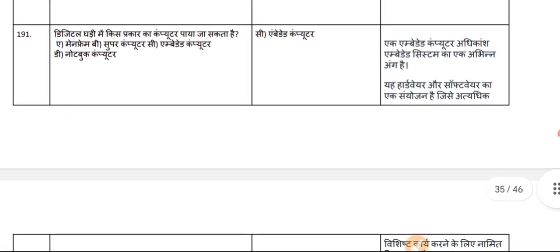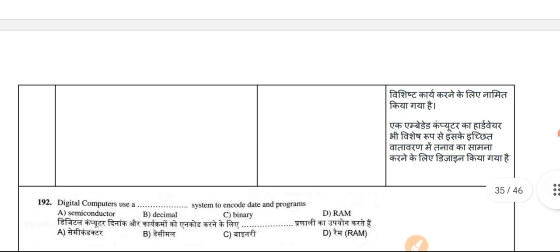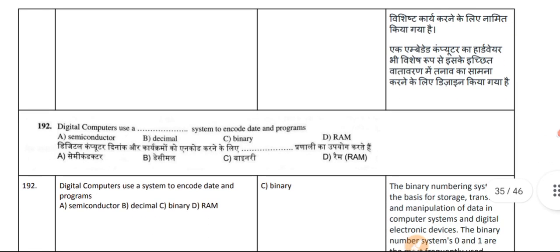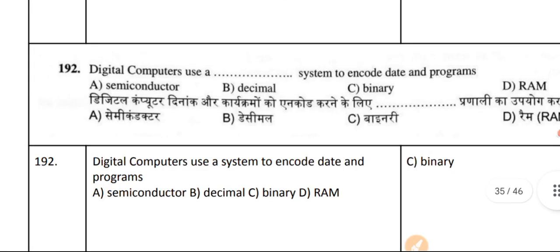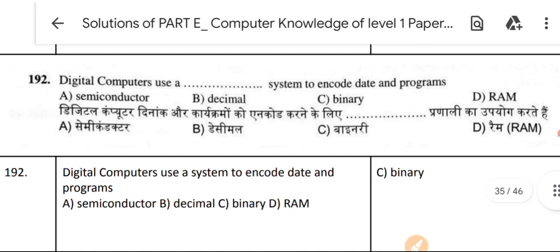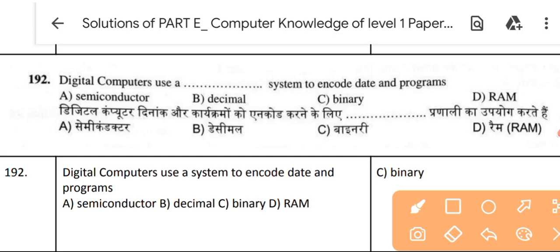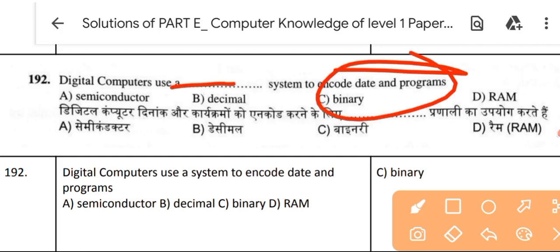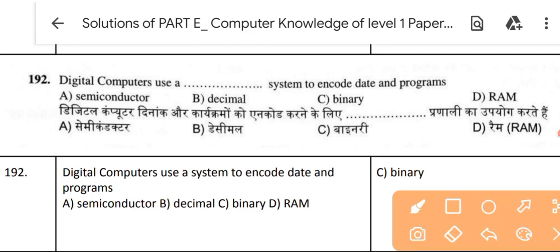Okay, so if you understand this very important word, and if anyone is using a digital watch, then you can see which type of computer is installed in it. Okay, that's a very common question. Now next: a digital computer uses which type of system to encode the data and programs? The answer will be very basic: binary, where 0 and 1 are used.